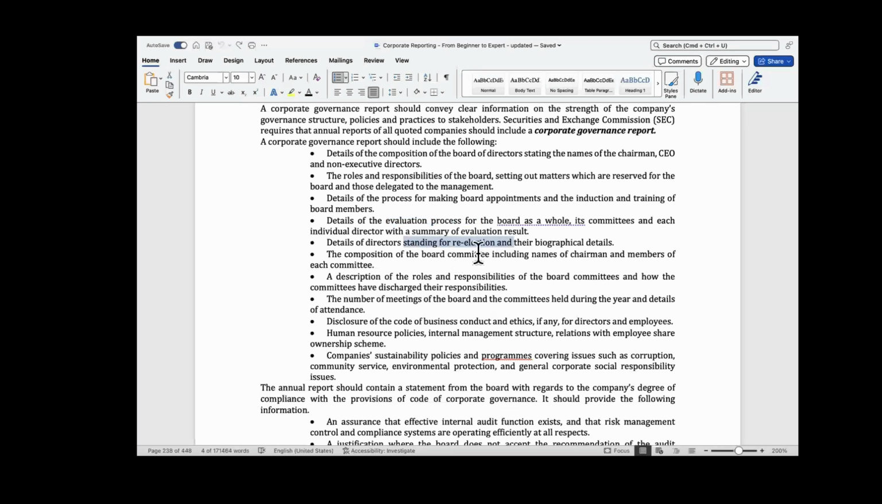And also, if you have any board committees, you need to tell us the composition of those board committees, the roles and responsibilities of those committees, and how many meetings you have held as a board and as the committees themselves. You can just look through this, but at least know some of the contents, whatever five or six that you can know. I think you're just good to go for your exam.